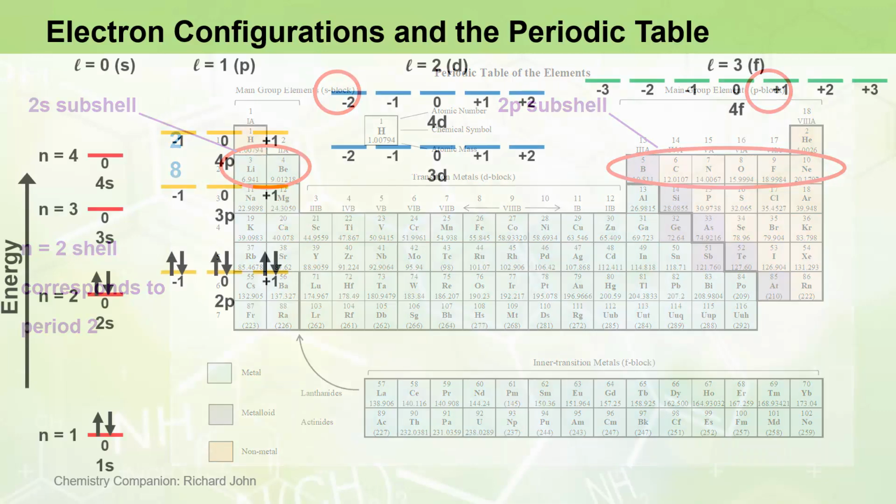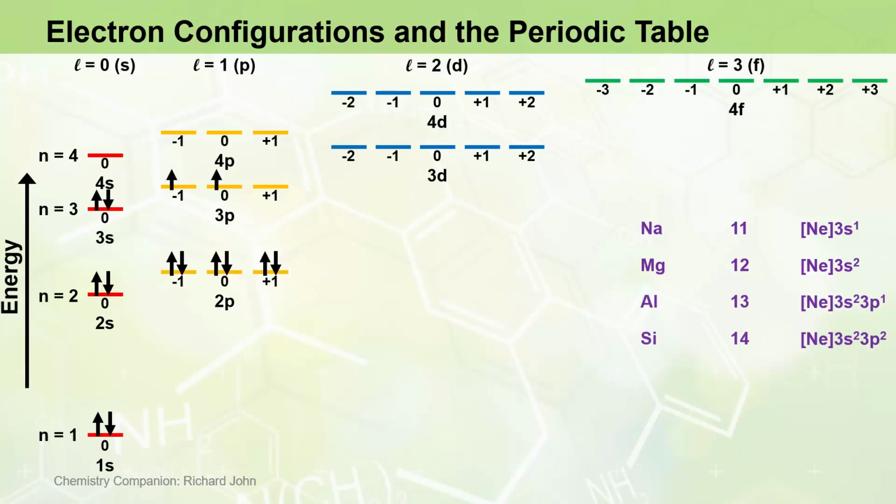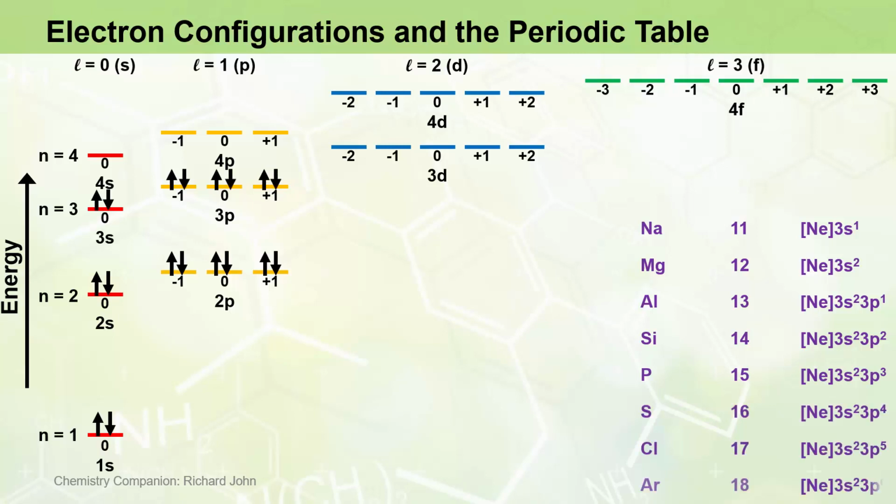And we can keep going with our filling of the orbital diagram and get to the n equals 3 shell. 11 electrons, representing sodium with the neon core and the 3s1 electron; 12 electrons, representing magnesium with the neon core and the 3s2 electrons; followed by aluminium, silicon, phosphorus, sulfur, chlorine, and argon.